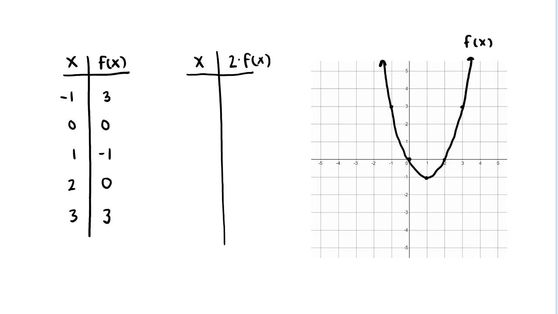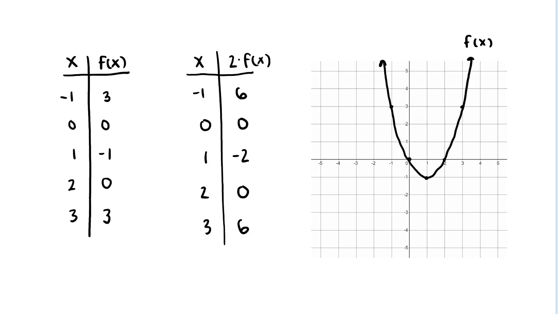Right? So here when I plug in negative 1, this is just saying 2 times my output corresponding to negative 1. This is 2 times 3, which is 6. Similarly here, when I plug in 0, the output of our f function is just 0, and twice that is still 0. If I double my output at 1, I'm going to get negative 2. If I double my output at 2, I'm just going to get 0, and if I double my output at 3, I'm going to get 6.